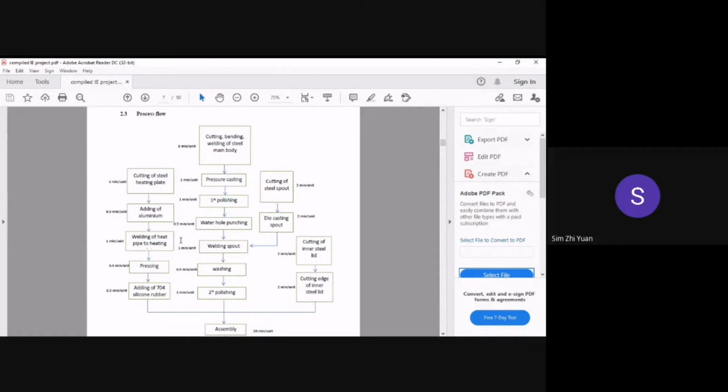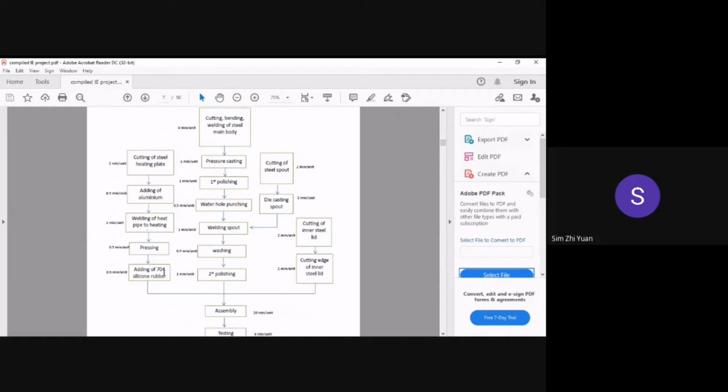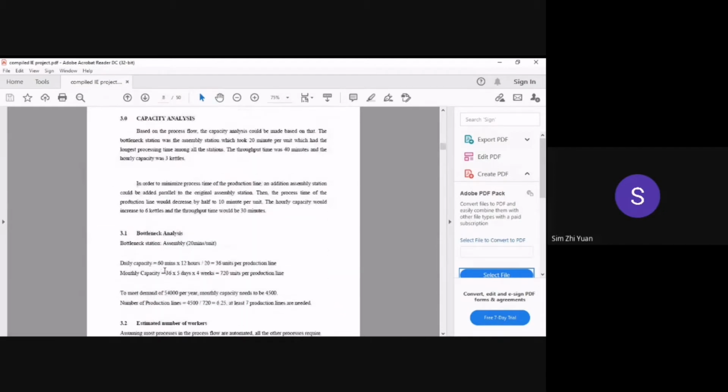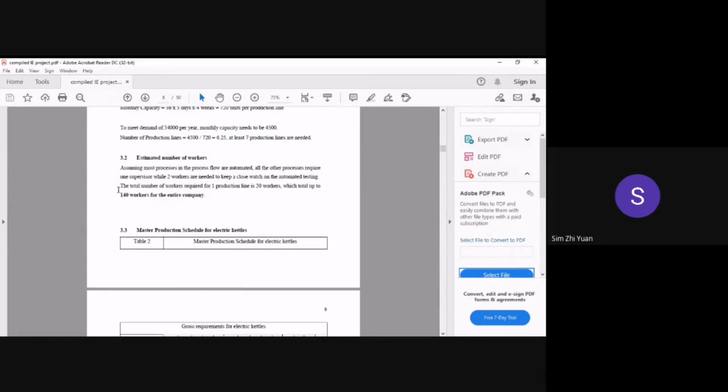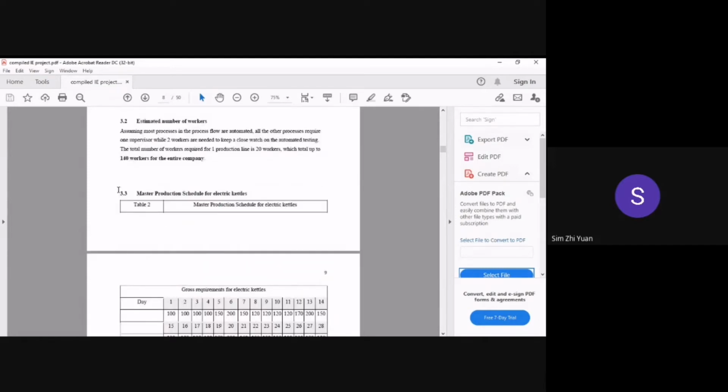From here, we know that the assembly process is the bottleneck of this whole process. From that, we can do the capacity analysis, which is 20 minutes per unit at the bottleneck station, and we can also do the bottleneck analysis. In order to achieve the demand of 54,000 per year, we need at least 7 production lines. The number of workers that we require is 140 workers for the entire company.